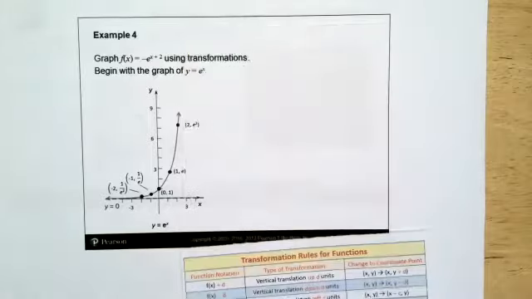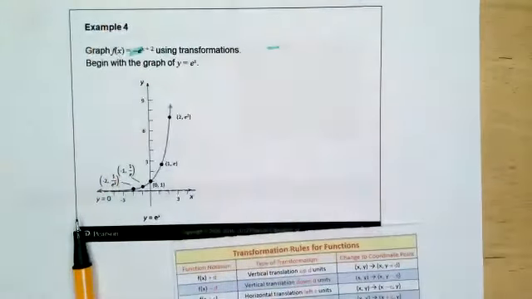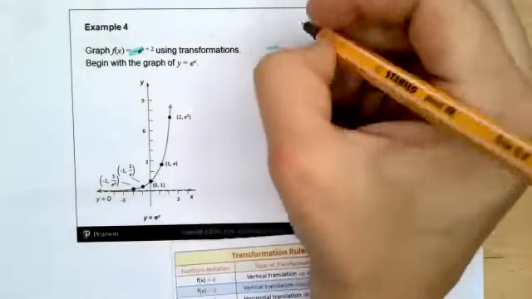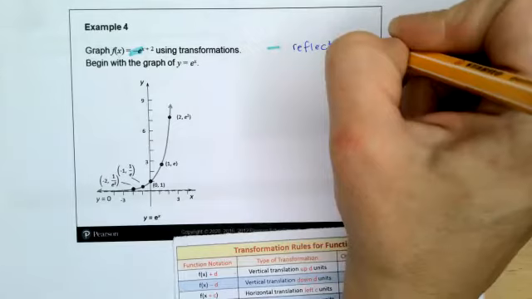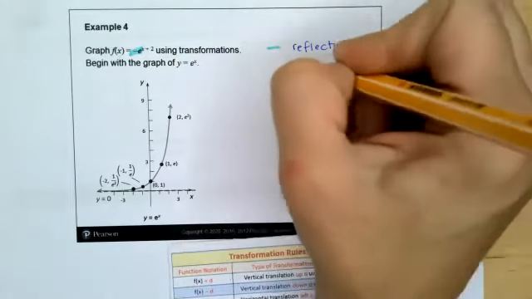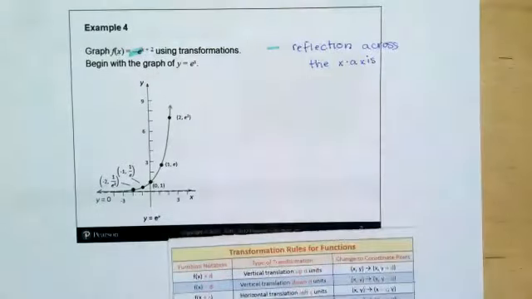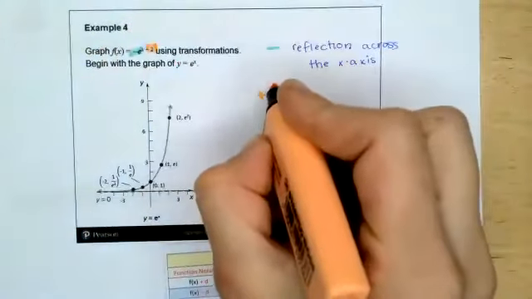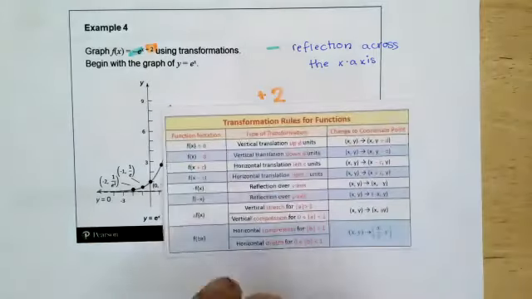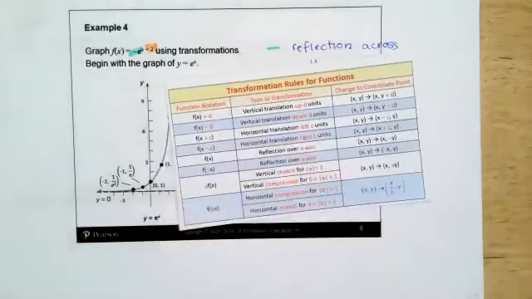Good. So the negative is a reflection across the x-axis. And the +2, what does that mean? The +2 is inside the grouping symbol with the x, which means it's a horizontal translation left 2 units.